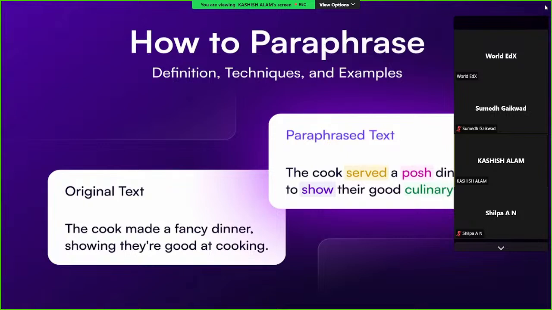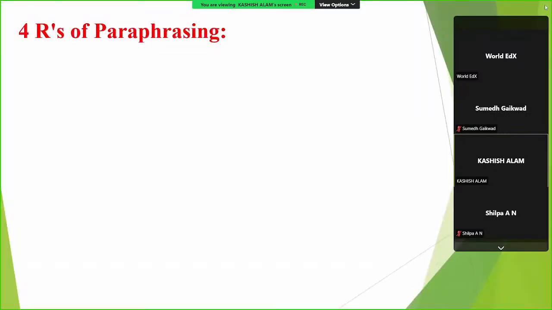Now, instead of saying that the cook was good at cooking skills, the words culinary skills have been written, which is the same as showing off the cooking skills. That's how we have to write down the paraphrasing part. Let's have a look at more of the examples as well.